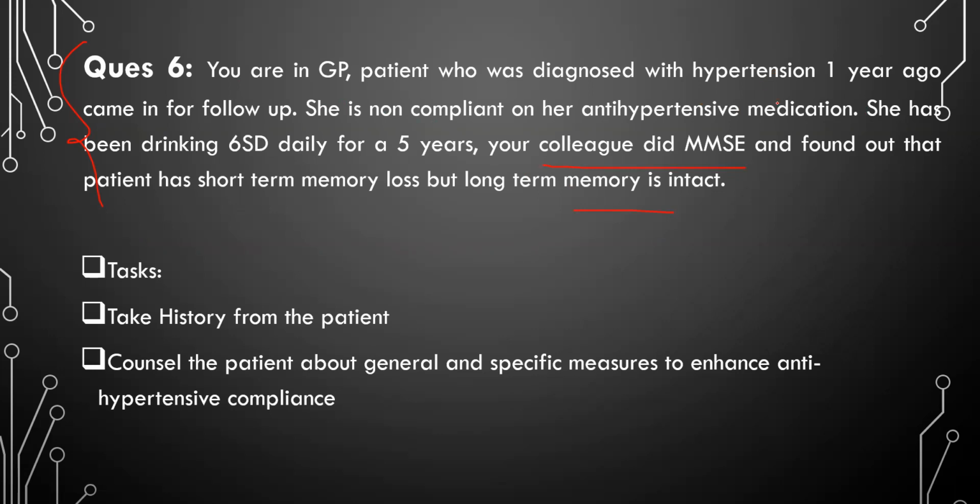So you're a GP. A patient who was diagnosed with hypertension 1 year ago came for follow-up. She is non-compliant on antihypertensive and has been drinking heavily. You did MMAC and found out the patient has short-term memory loss. So that's another question in which you have the same patient, where the patient is not taking the antihypertensive medication properly.